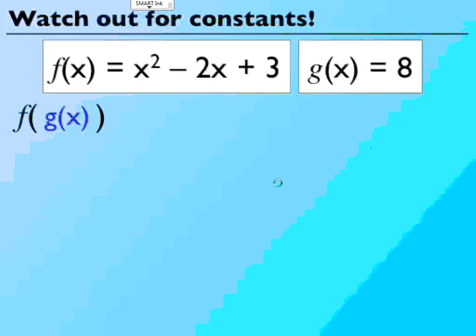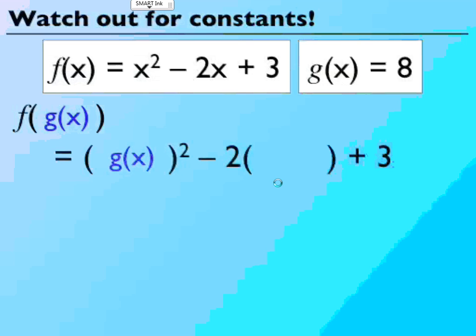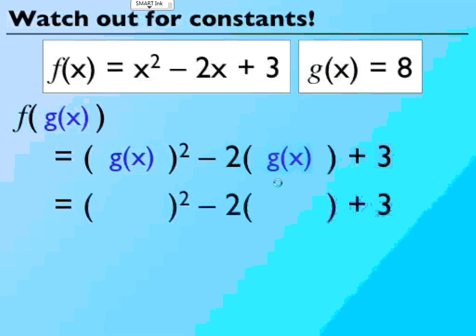Okay, last section. Watch out for constants. Okay, f of g of x. So we rewrite our function f, leaving space to plug in g. And we want to plug in g of x into both of those. And we look up there and, well, that's pretty easy. g of x is just 8. So we're just plugging in 8 for each of those.